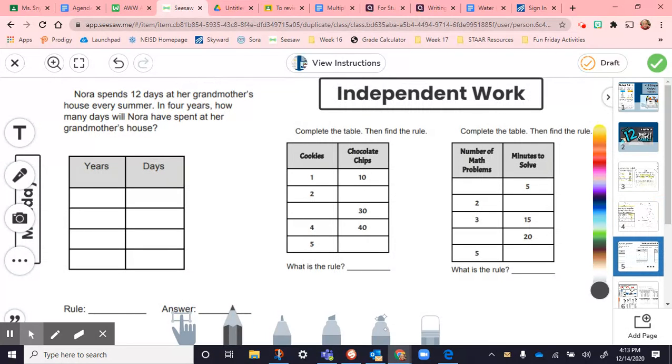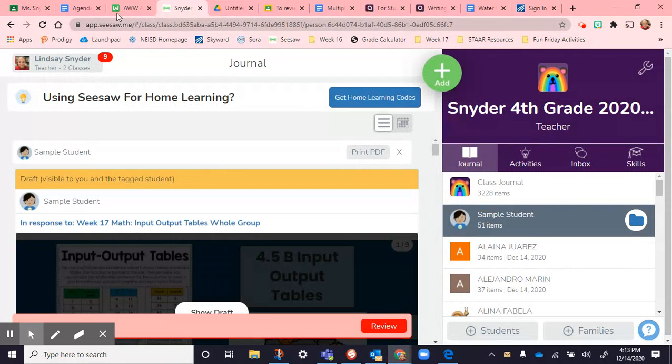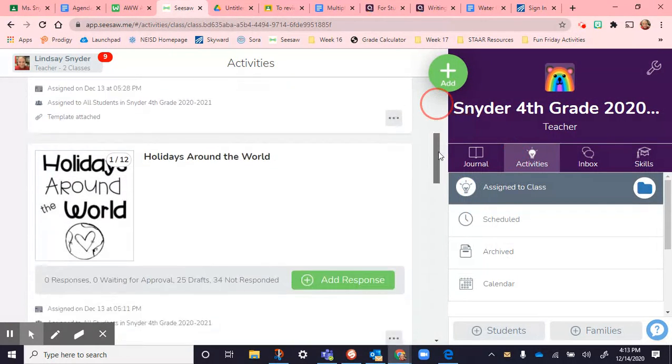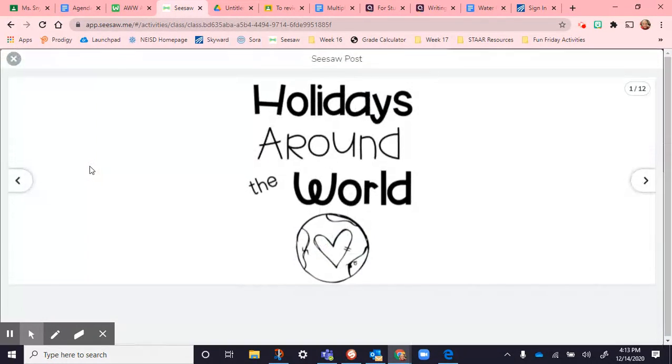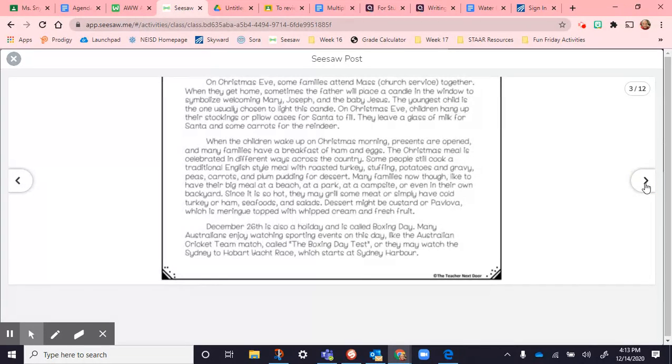All right, number 5 was our independent work. So students worked on that, and then they hit draft there. And then for reading today, we went to activities, and we went to holidays around the world, and we read this section on Australia. And so you can read page 2 and page 3.